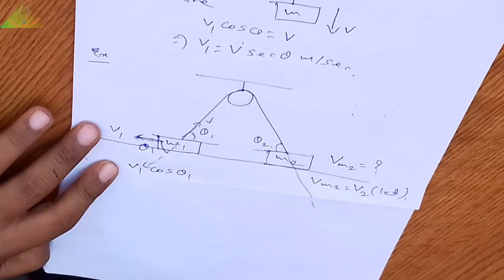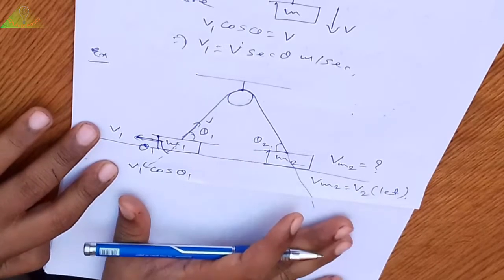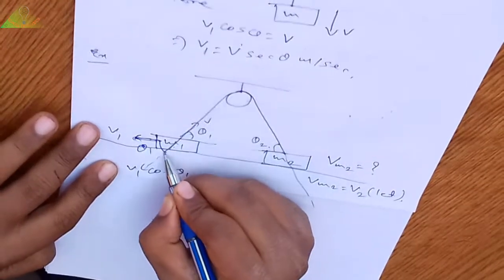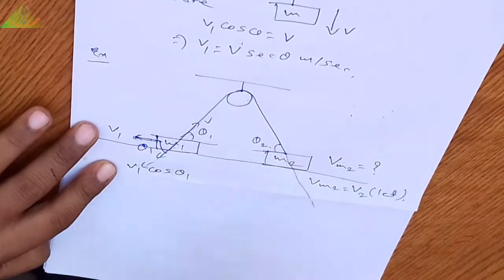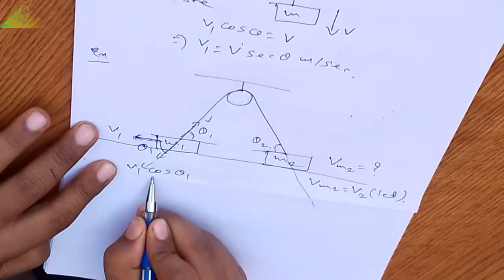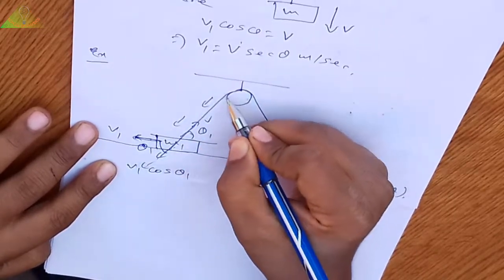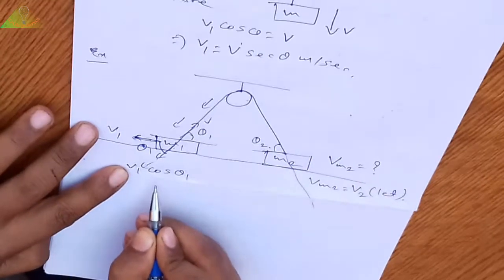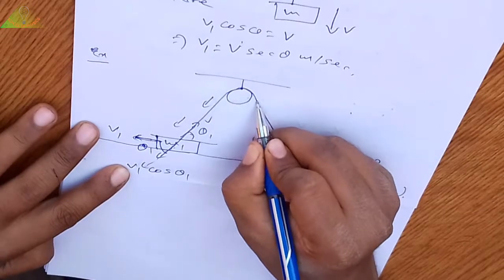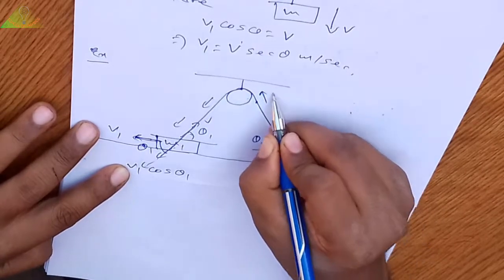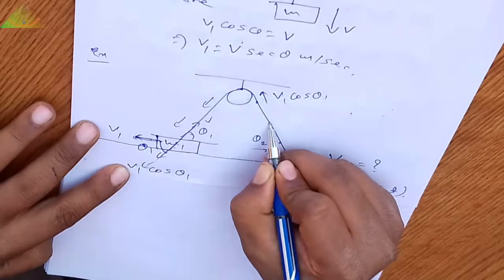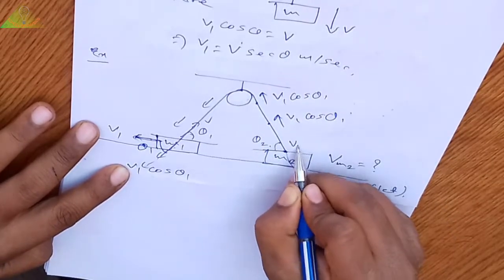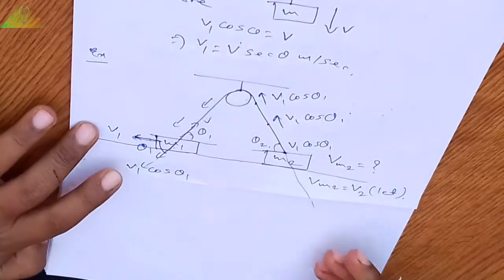I hope you now have clarity on how I am identifying the relation through the constraint. Now this point along this direction has velocity v1 cos theta 1. In a similar manner, this point will have the velocity v1 cos theta 1 in this direction. So all the points will be moving in this direction with v1 cos theta 1. Similarly, as we go along the string, according to the constraint, every point will be moving with v1 cos theta 1. This is the explanation.